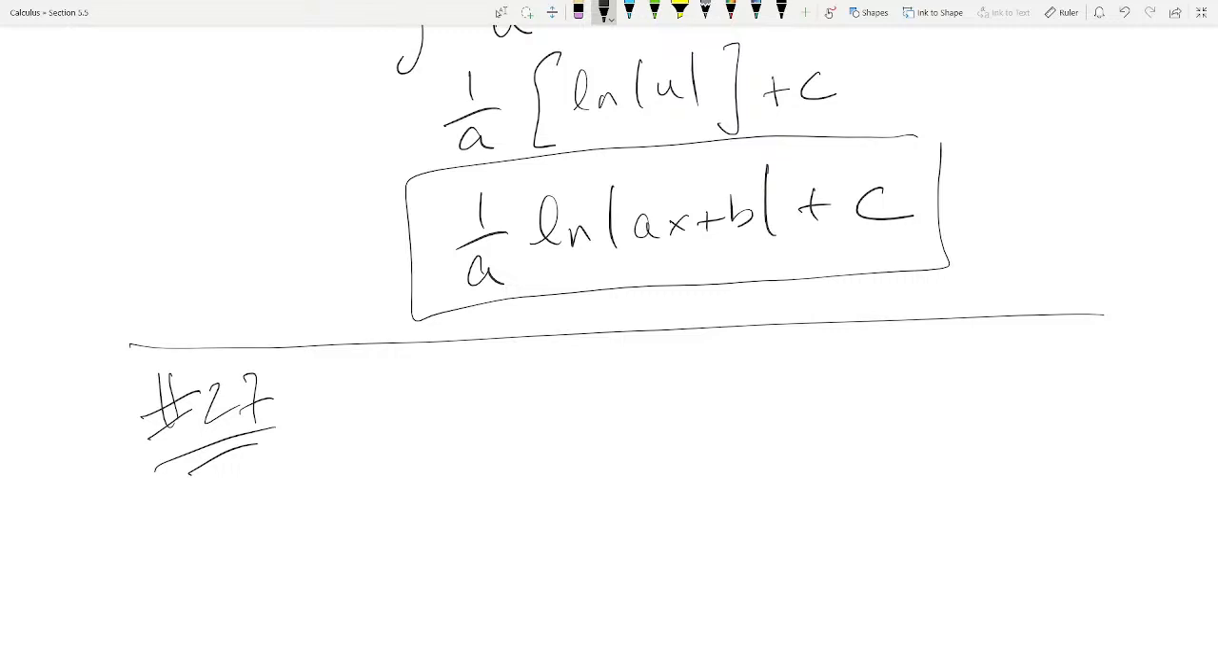All right, number 27. x squared plus 1. That's the first glom. Then we've got another glom, and that glom is x cubed plus 3x to the 4th.